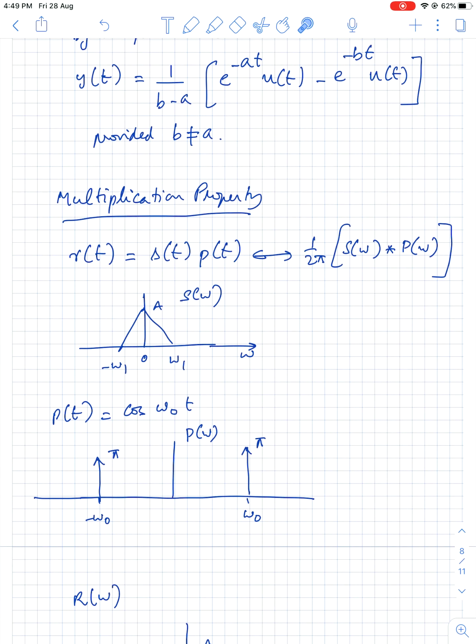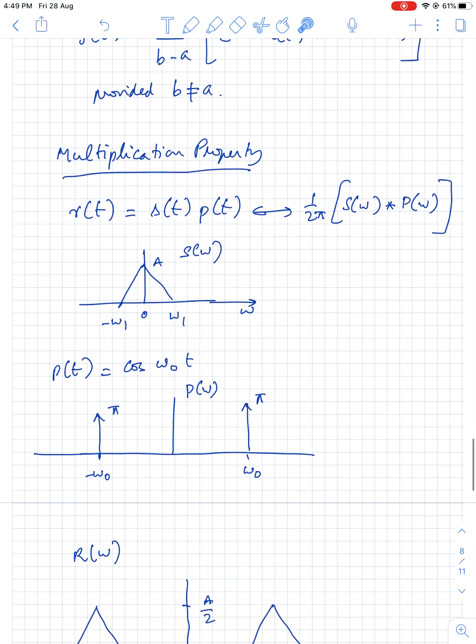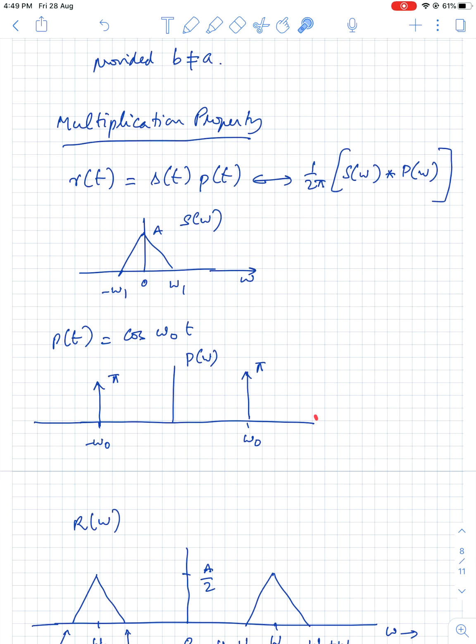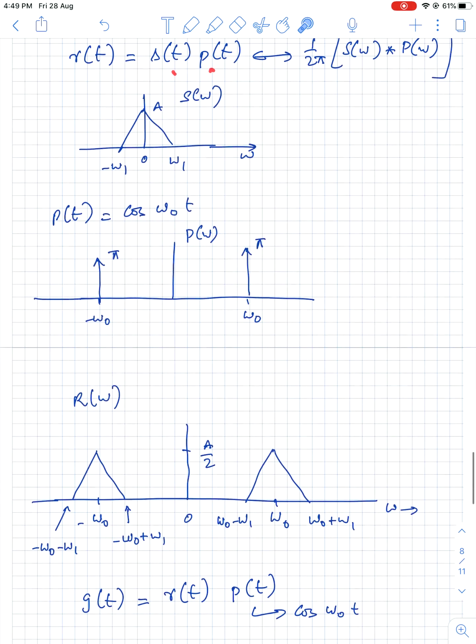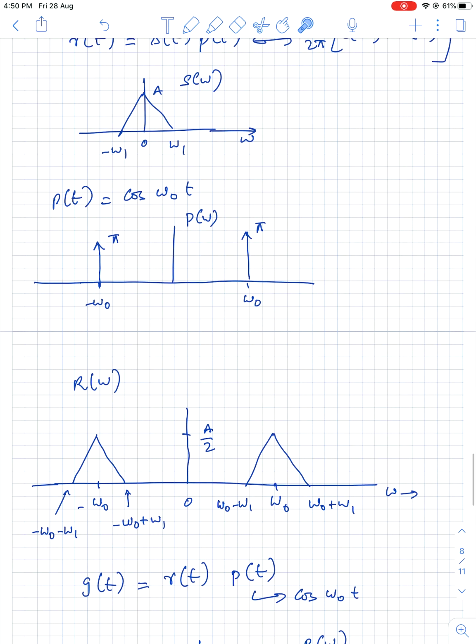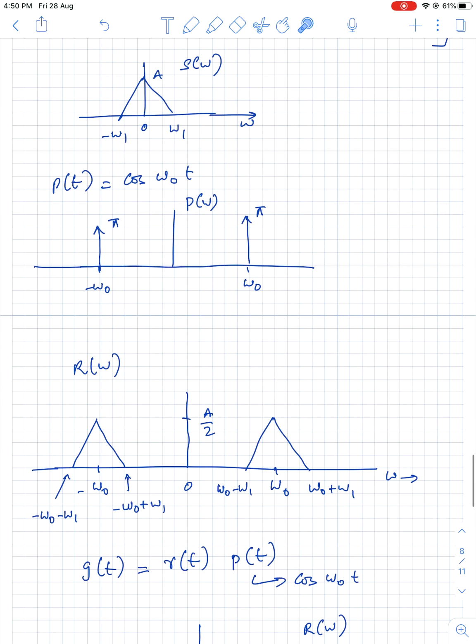Here p of t is cos omega naught t. The Fourier transform of cos omega naught t is this, which we have seen in an earlier example. There are two delta functions at minus omega naught and plus omega naught. When you multiply these two in time, in the frequency domain this and this get convolved. It is like convolving this signal with this signal. Again, from convolution examples, when you convolve a signal with two delta functions, the signal will get repeated here and here.